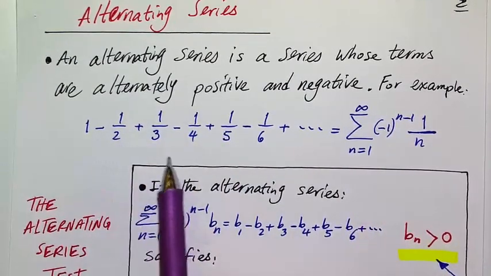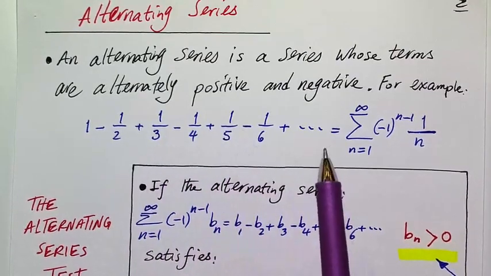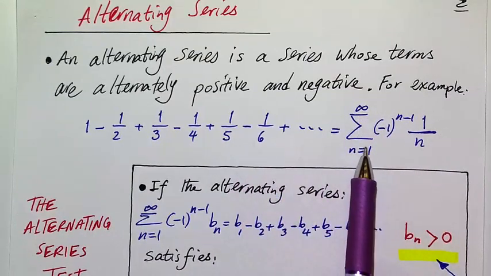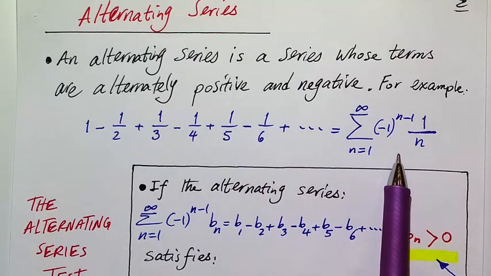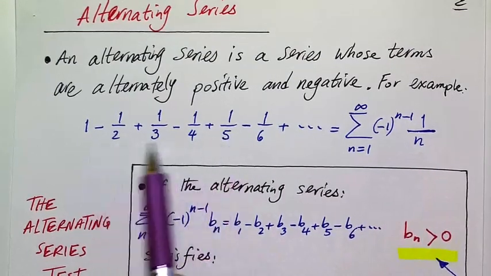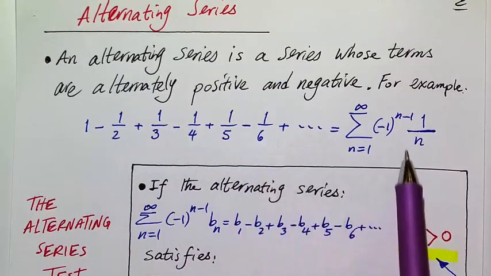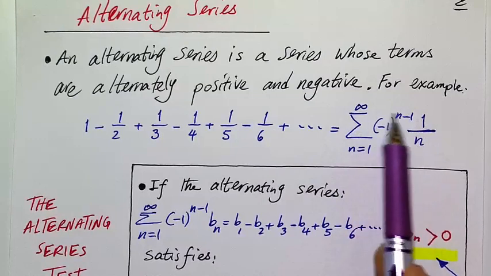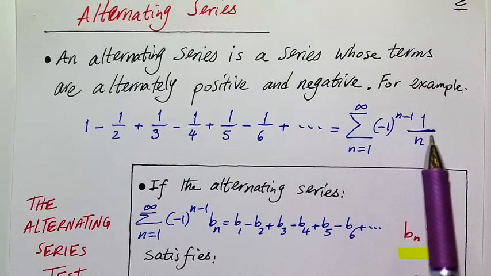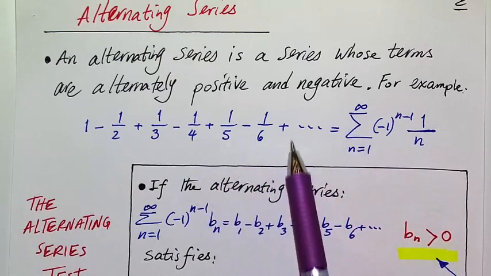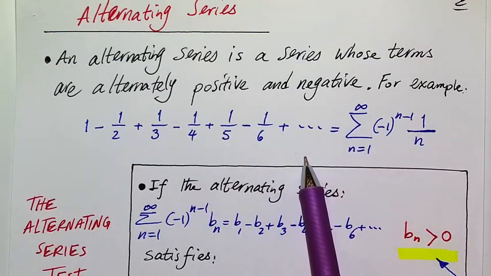If you are given an alternating series in this form, you will have to find the general formula for it before you can determine whether it is convergent or divergent. So if we are given a series in this form, we will have to find the general term of the series before we can look at whether this series converges or diverges. Okay.